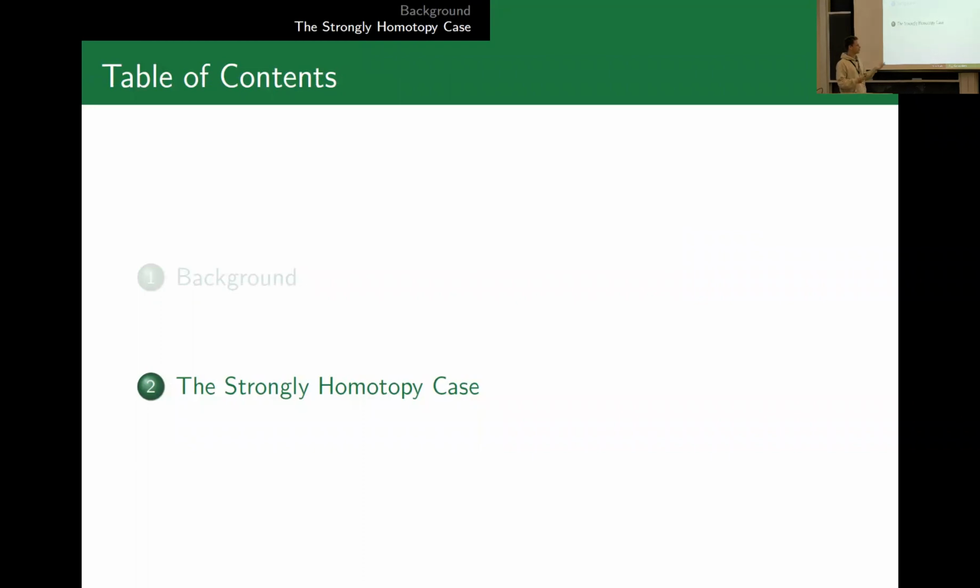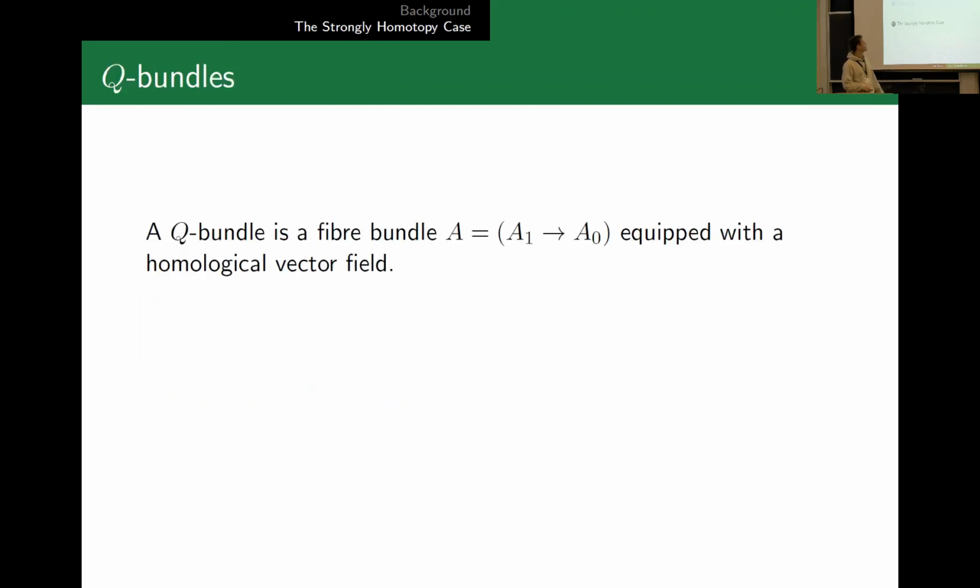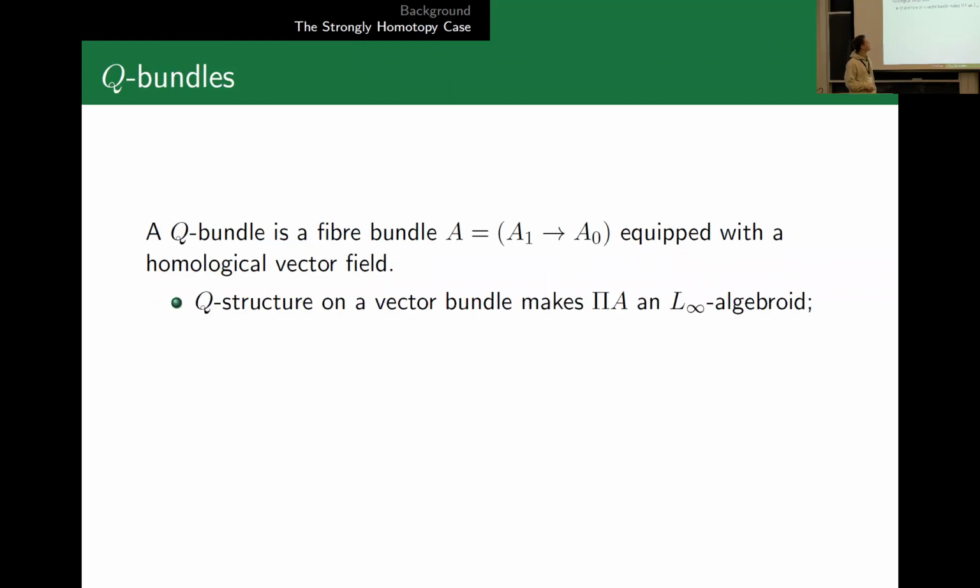That's the result we want to bring to the strongly homotopy setting. What we'll call a Q-bundle is a fiber bundle with a homological vector field. It's basically a Q-manifold structure on a fiber bundle. If we think of our fiber bundle as a vector bundle, then the parity dual of this space will be an L-infinity algebroid.